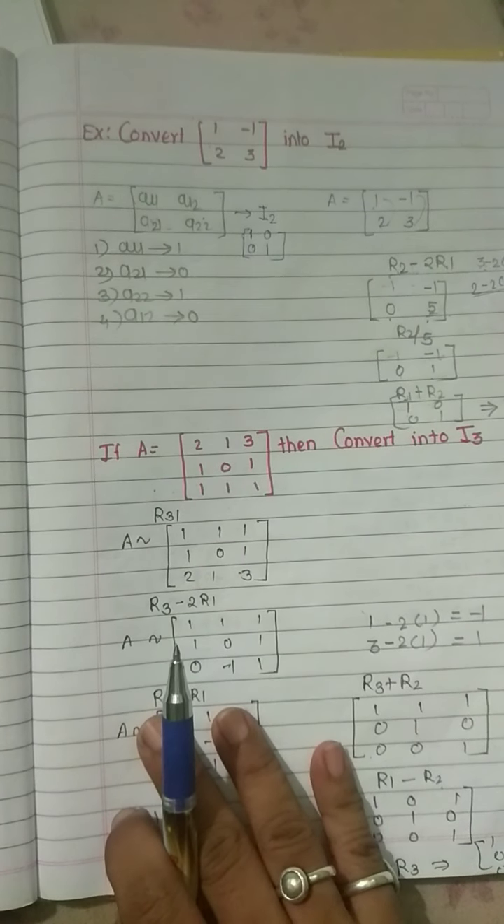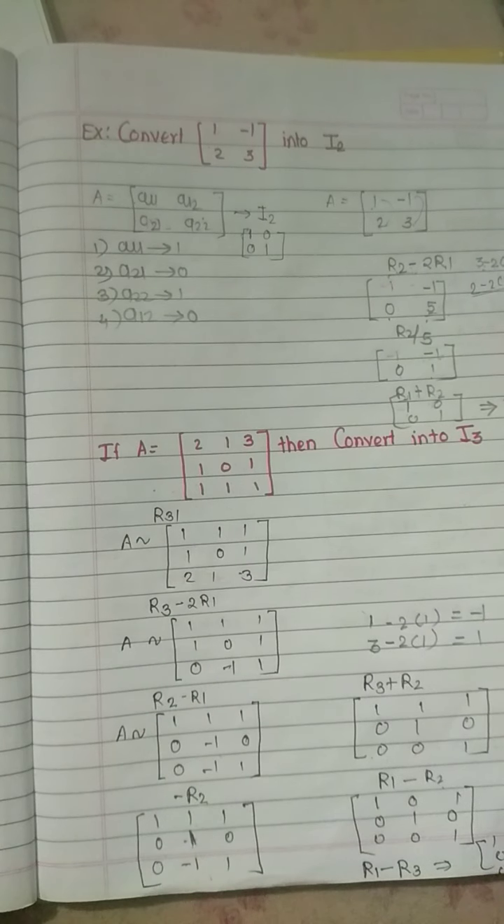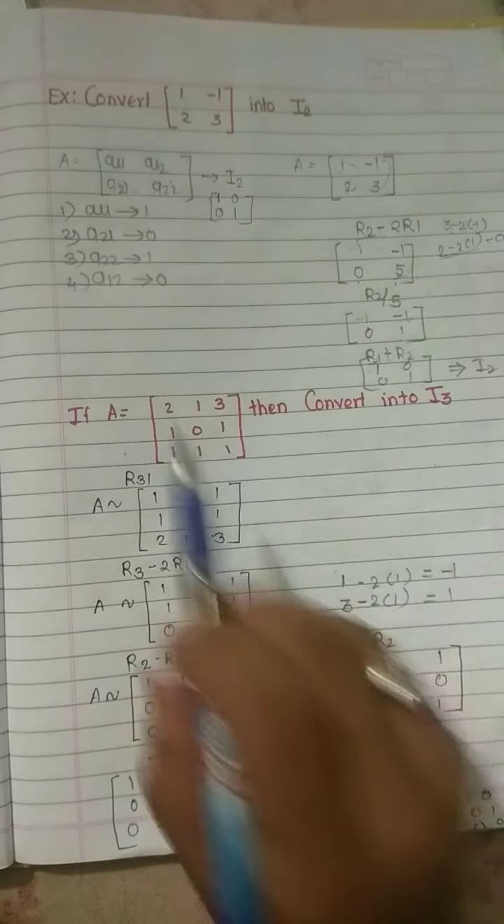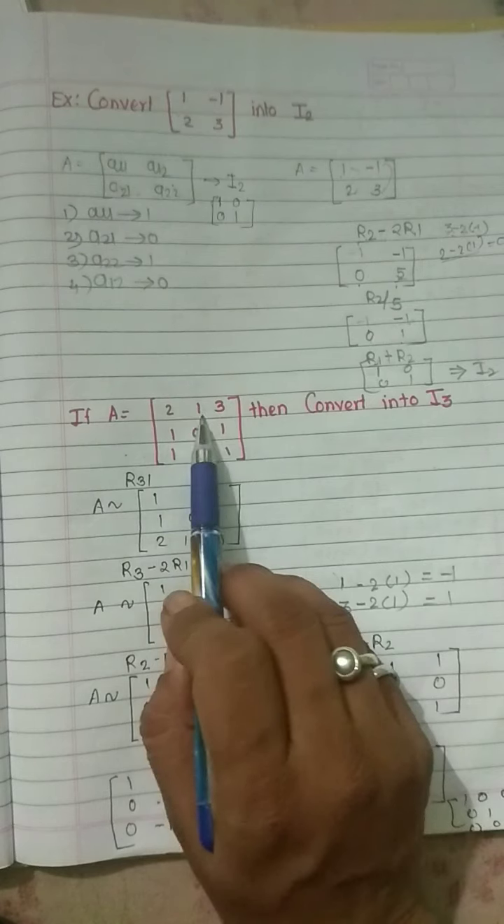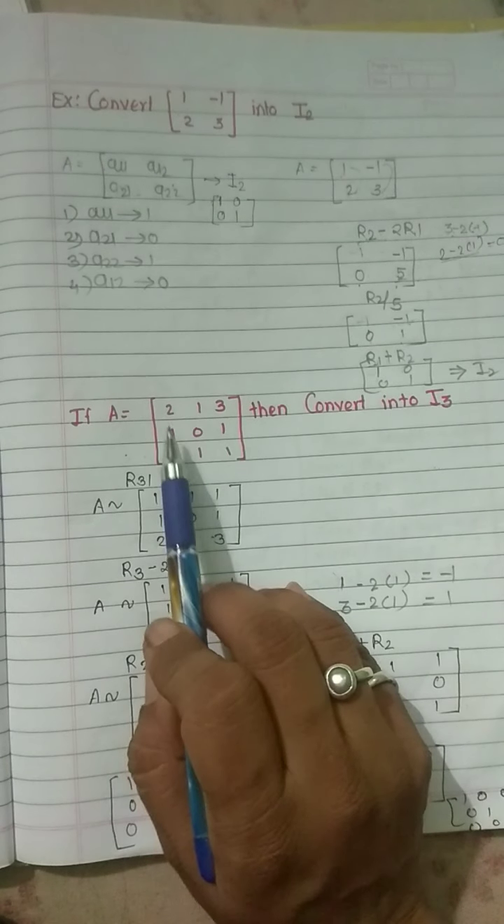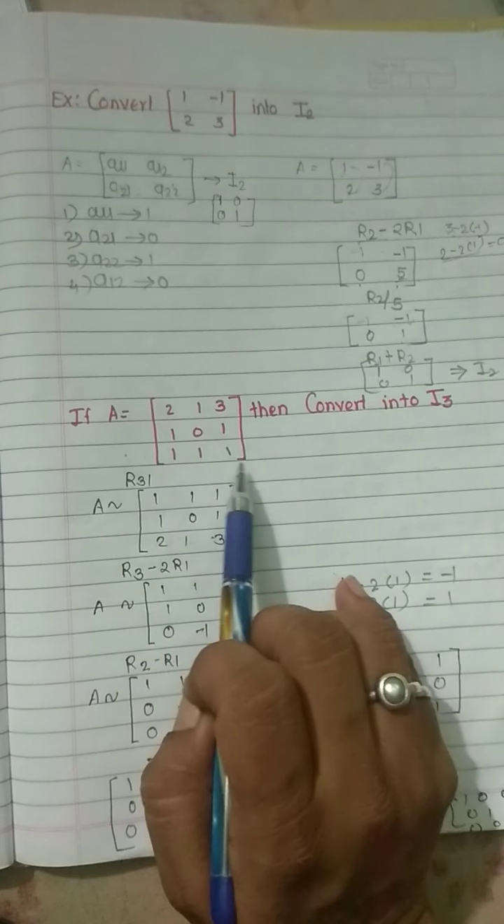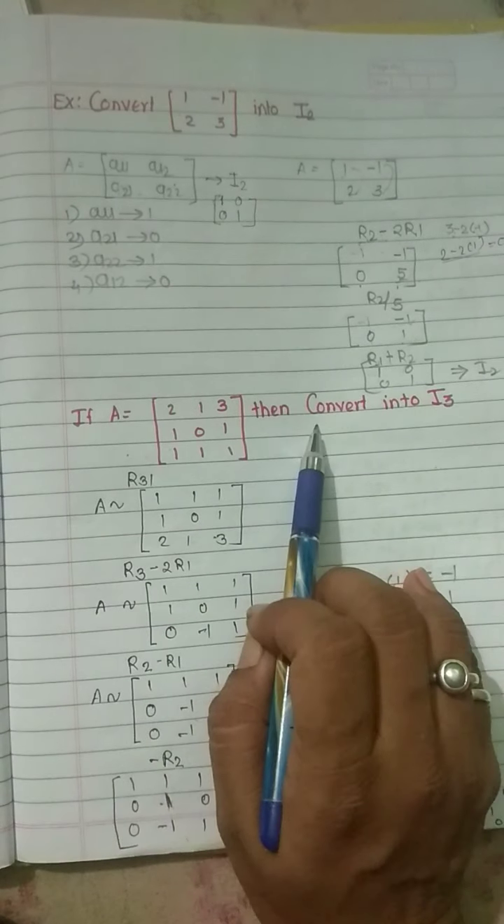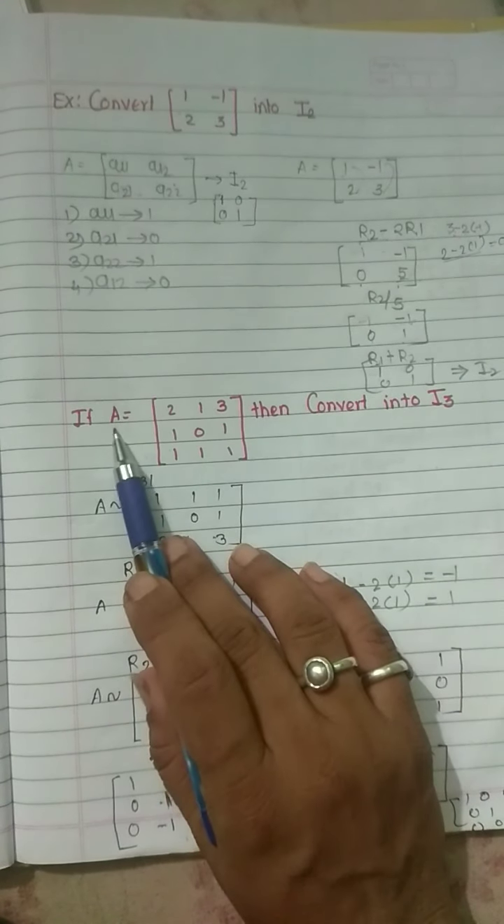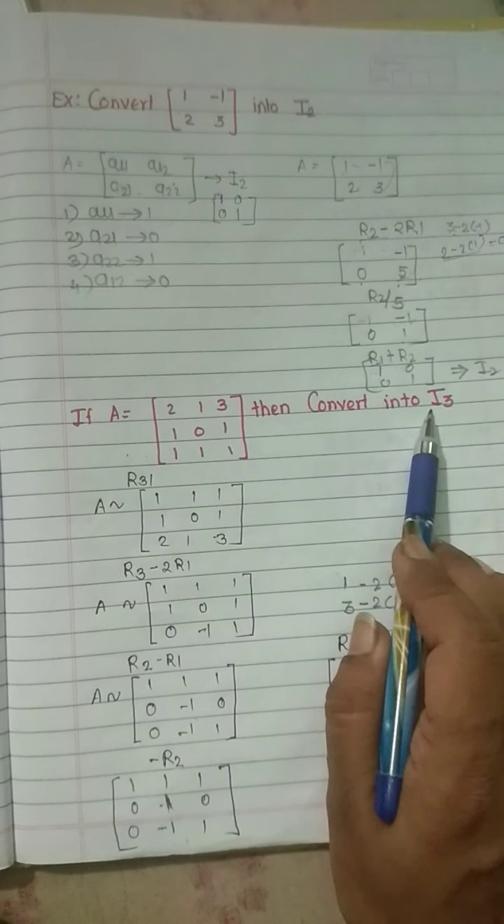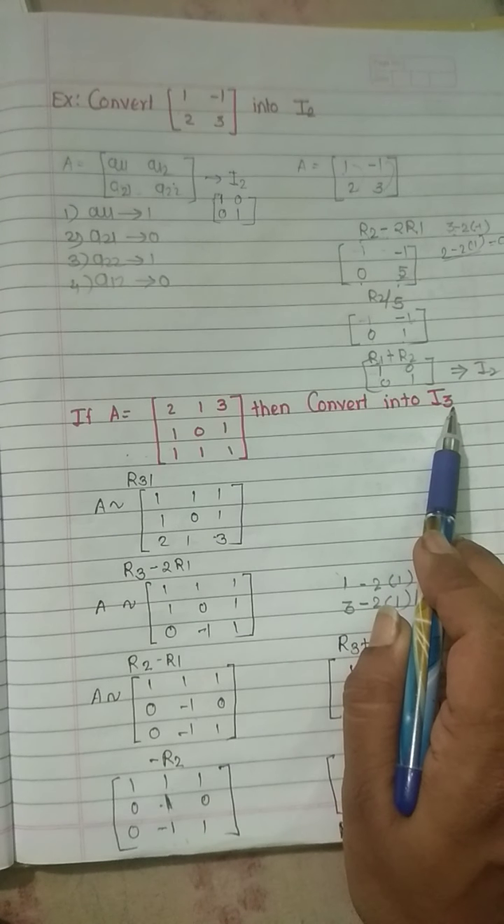Now take the second example. If A equal to a matrix of order 3, that is, first row elements 2 1 3, second row elements 1 0 1, third row elements 1 1 1, then convert the A matrix into the identity matrix of order 3. Solution.